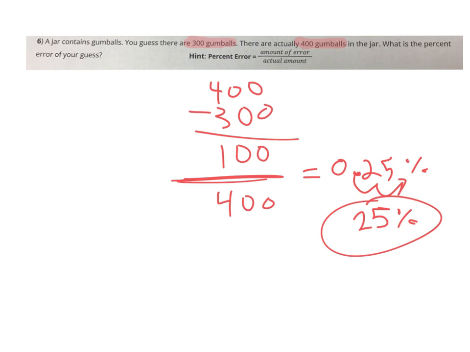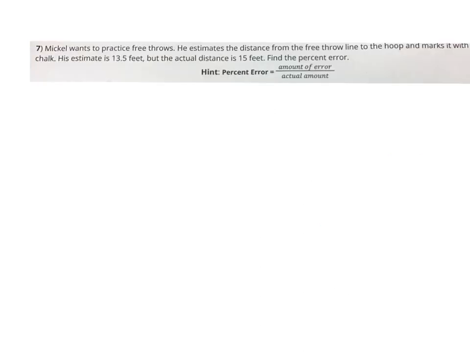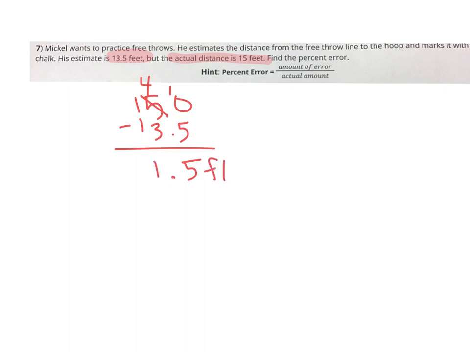Okay? And last but not least, we have the situation with Michael. He's estimating the distance from the free throw line to the hoop, and he marks it with his chalk. He estimates 13.5 feet, but the actual distance is 15 feet. So to find the amount of error, you're going to take your 15 and subtract your 13.5. There's no decimal there, so instead of 15, it's 15.0, same thing. When you do your subtraction, you're going to get a 1.5 foot error. But then you have to divide it by the actual amount, which was 15 feet.